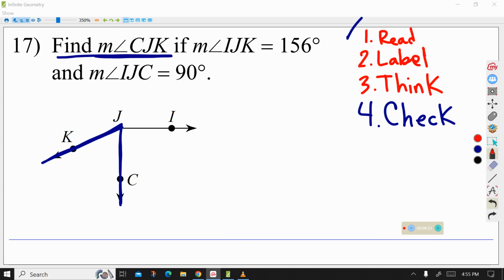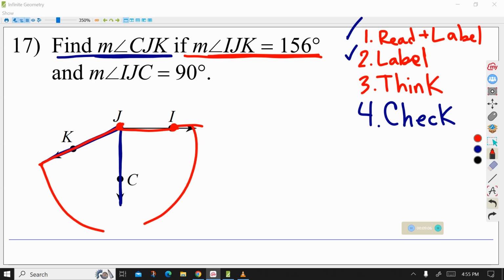So now we're going to continue our process of reading. I'm going to read this part. It says, if the measure of IJK is 156. These 2 steps are almost one and the same. I could almost make number 1 read and label all at once, because we have to read it and label it at the same time in a way. So IJK is 156. Let's do it in red. I go to I, then I go to J, and then I go to K. So that's the whole angle. The whole angle is 156. Because I'm doing all of it, I'm going to draw these circular type of lines that go around, and then we'll just put 156.